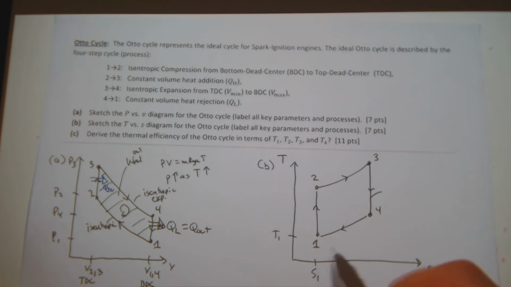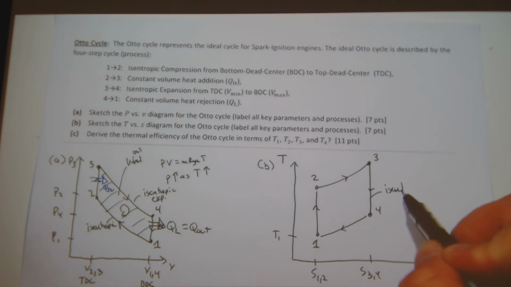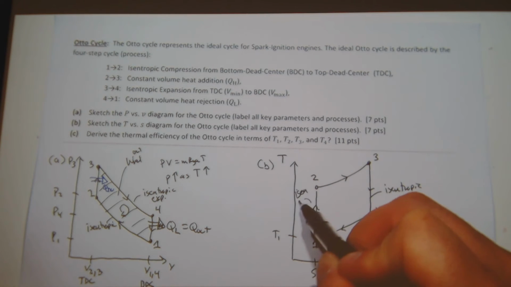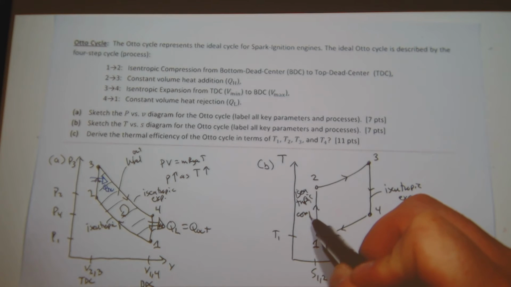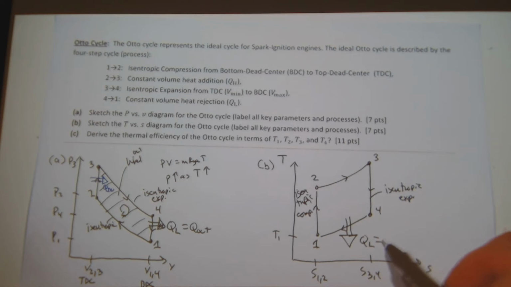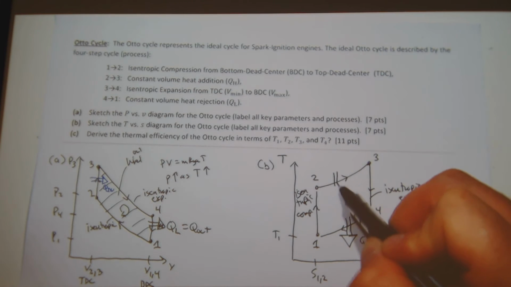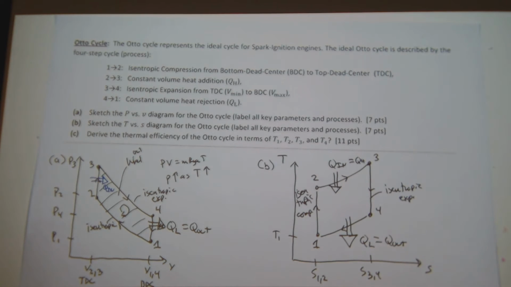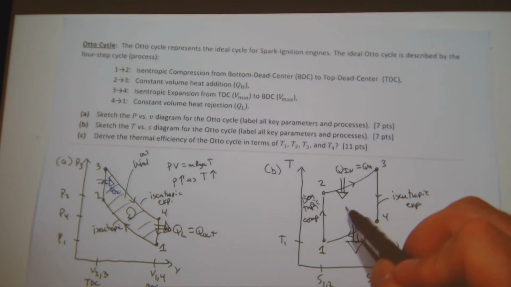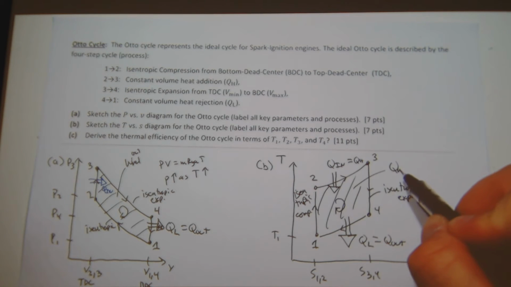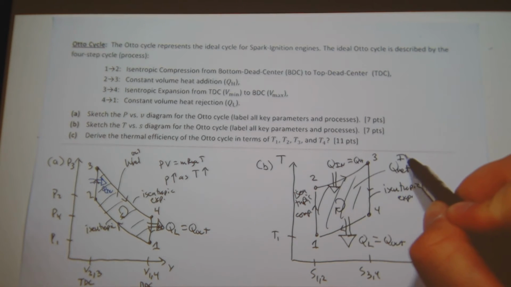So S12, S34, isentropic expansion, isentropic compression. In this case, I have QL, which is Q out, and in this case, I have QN, which equals QH. And it is clockwise, so the area is Q net in.